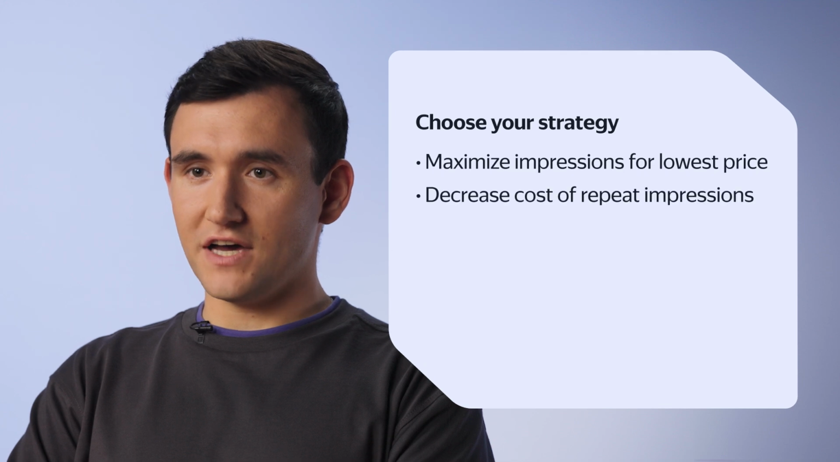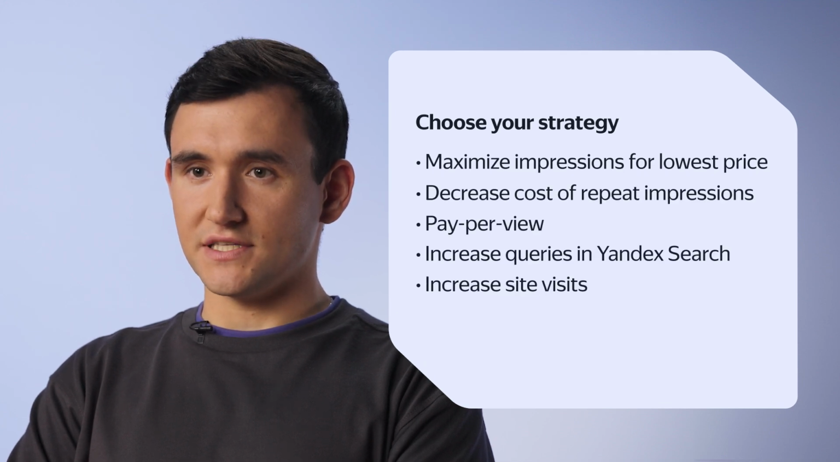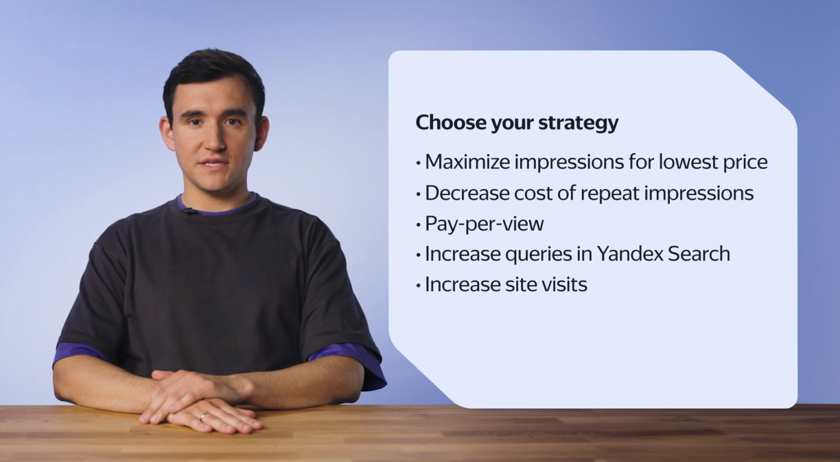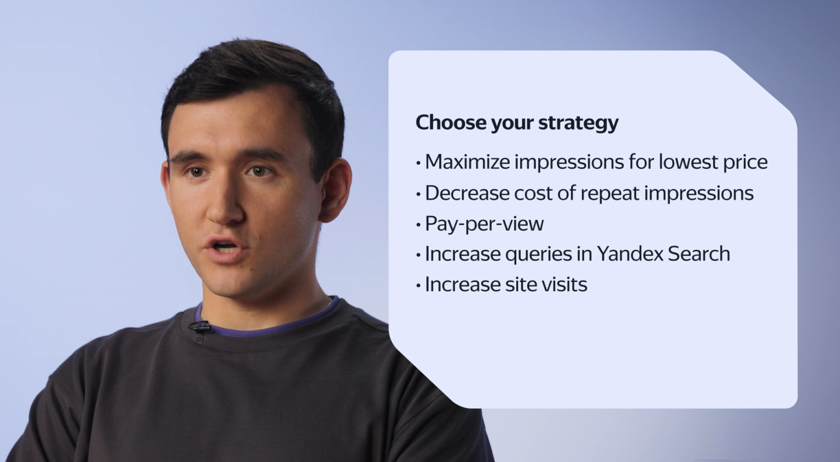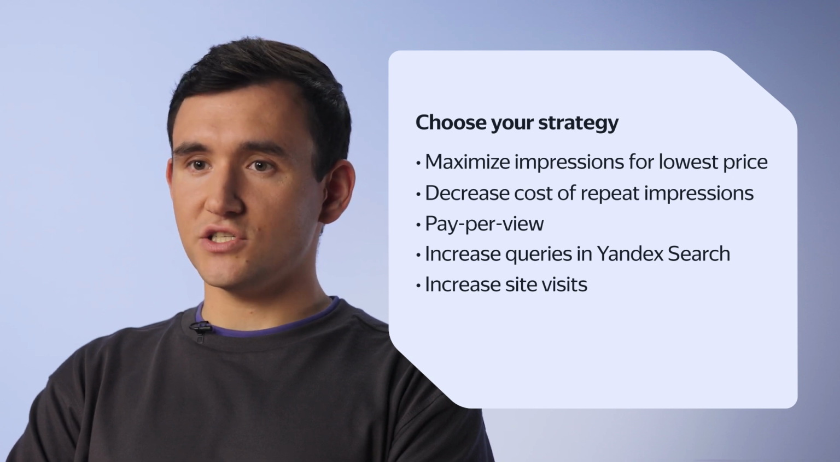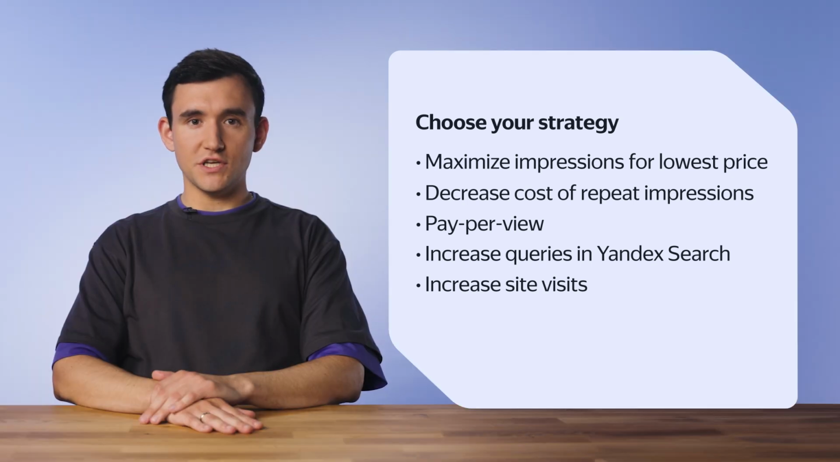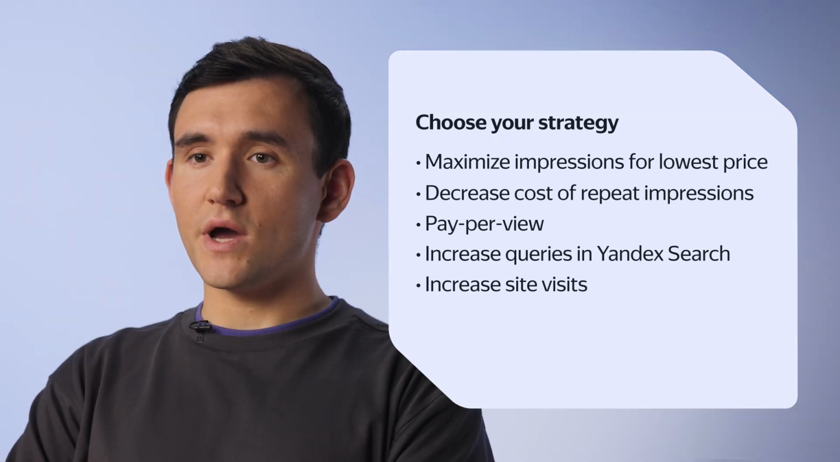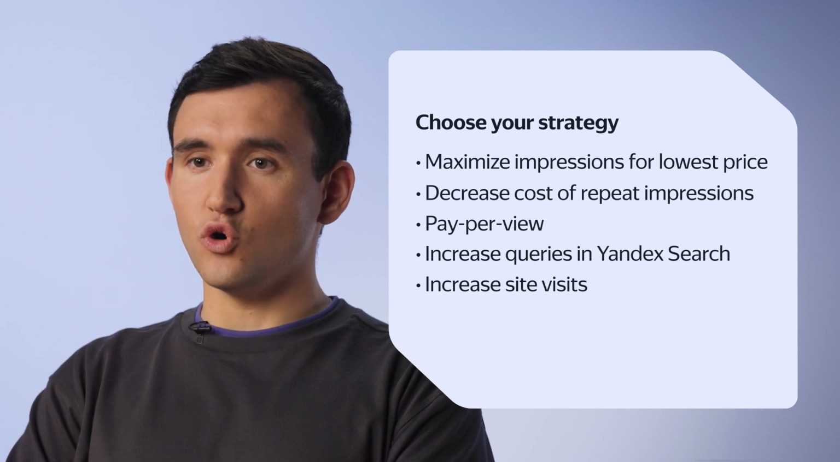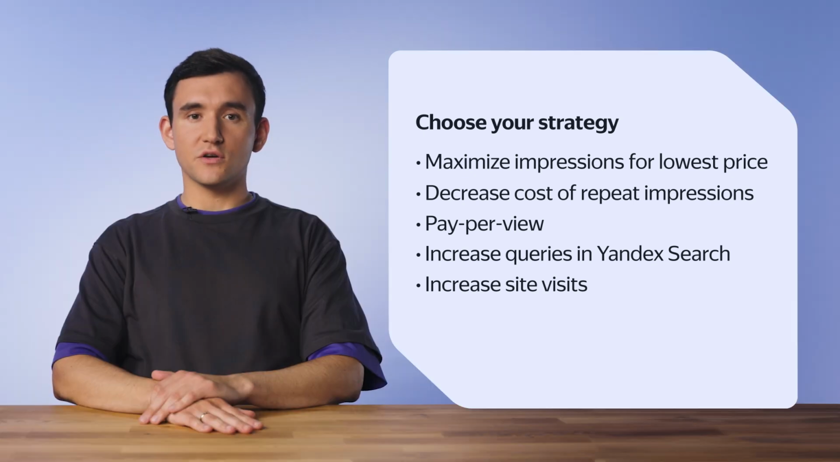So all in all, we have 5 strategies that are designed for different objectives. Maximize impressions for lowest price allows you to increase the number of target audience exposures. Decrease cost of repeat impressions expands your reach and engages new audiences. The pay-per-view strategy ensures that you're only charged for quality actions with your video ads. The increase queries in Yandex Search strategy makes users more likely to consider purchasing from your brand and drives demand, while the increase site visits strategy boosts your site traffic. Choose your strategy carefully and make sure it aligns with the goals and objectives of your ad campaign.